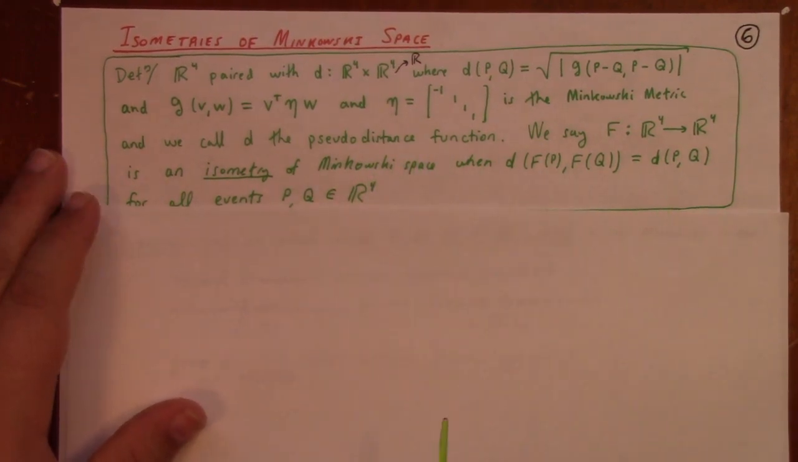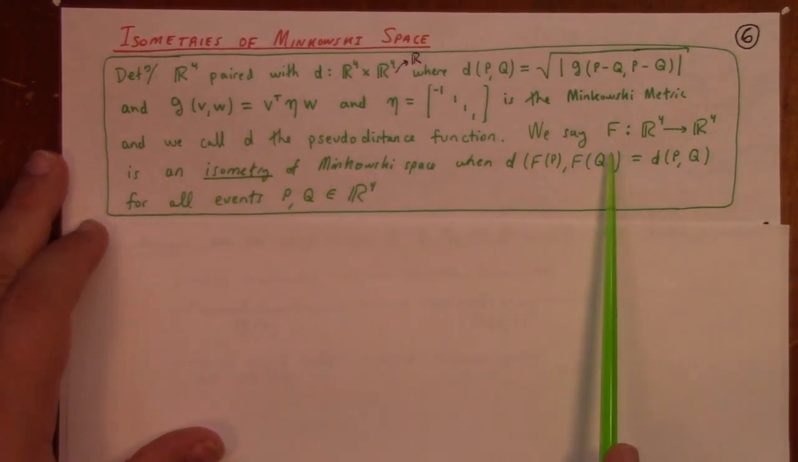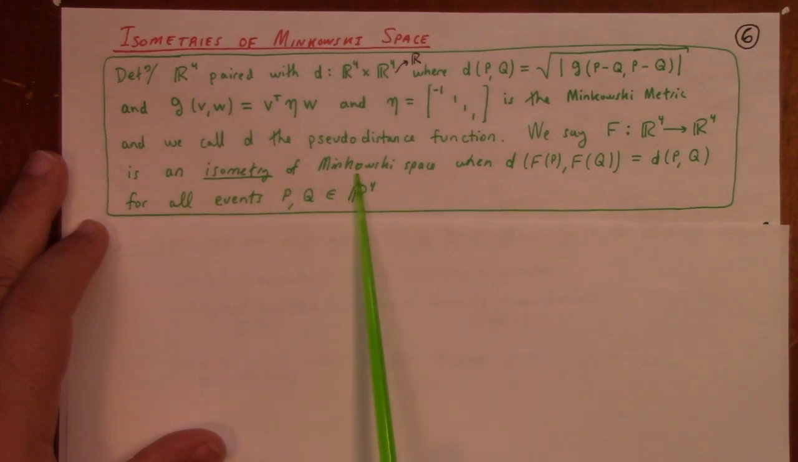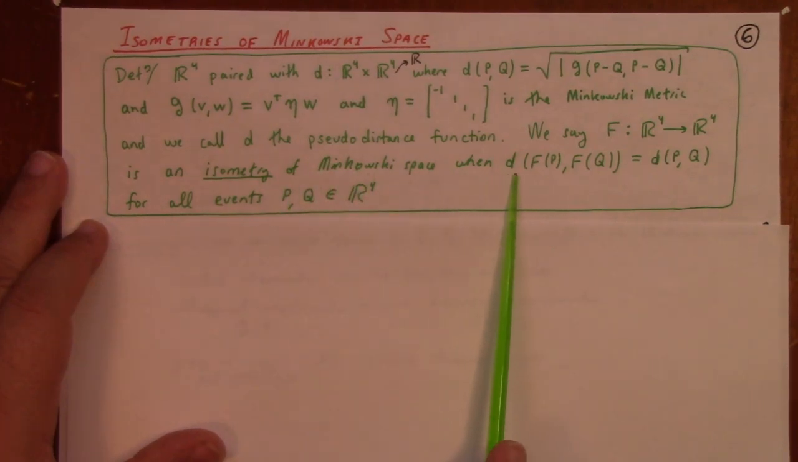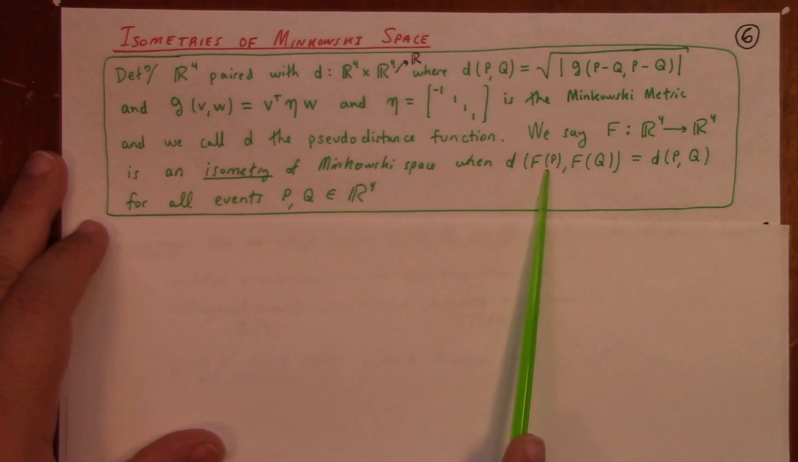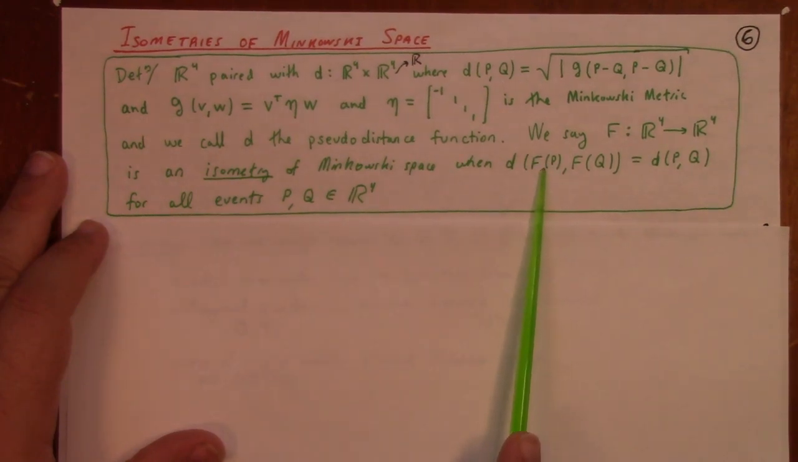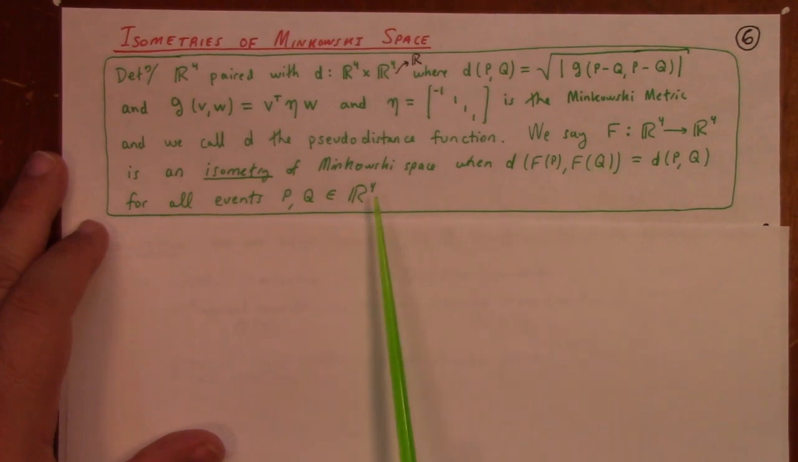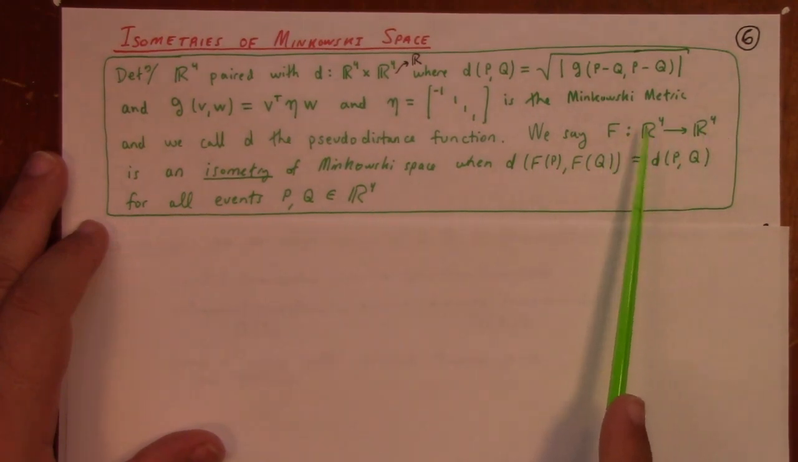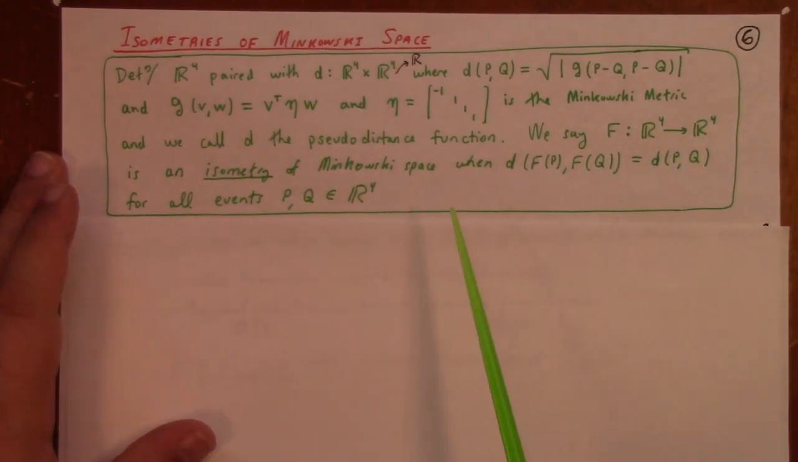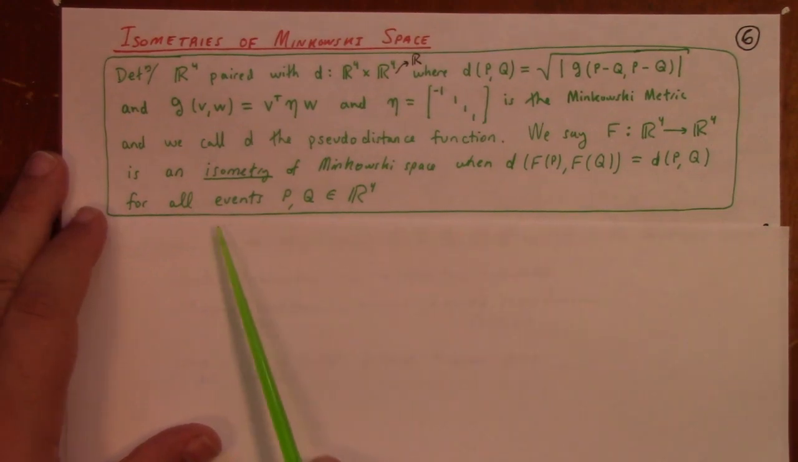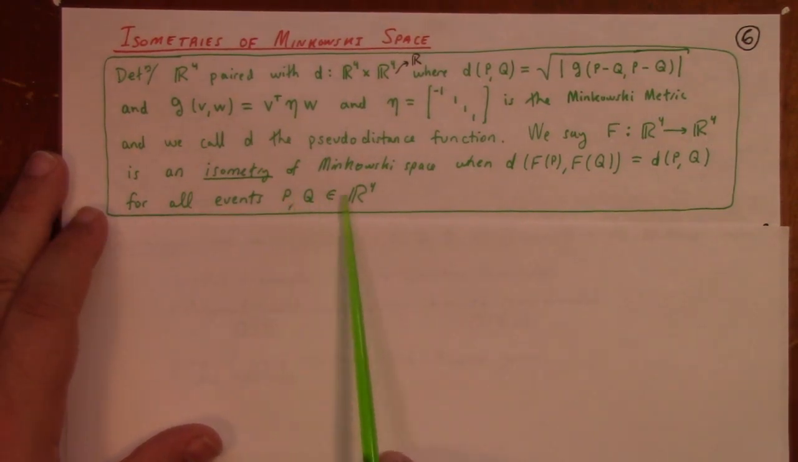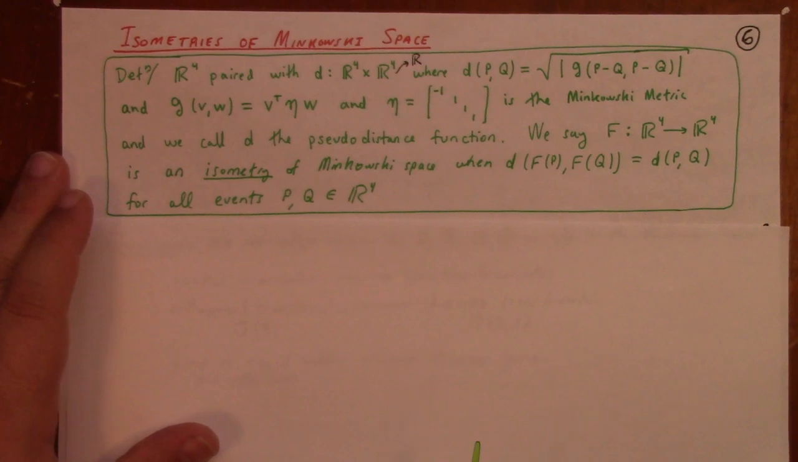Anyway, so we say that F is an isometry of Minkowski space if the pseudo-distance from P to Q is the same as the pseudo-distance from F of P to F of Q, right? In other words, F maintains the pseudo-distance between points. And really for all events, because remember we're talking about space-time, or time-space if you want to be that guy.